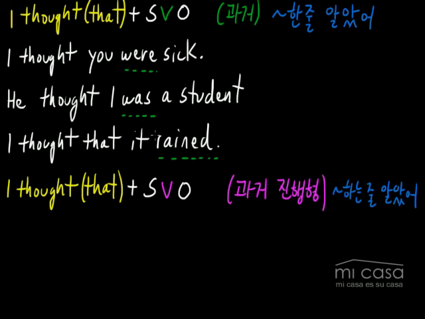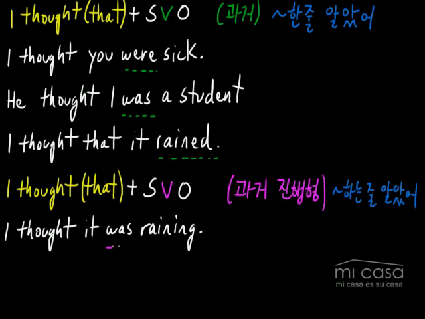So actually, let's look at our third example from the previous set. I thought that it rained means 비가 온 줄 알았어. So how would you say 비가 오는 줄 알았어? Well, in this case, you would say I thought it was raining. Okay, I thought it was raining. So here we are changing the tense. Instead of just I thought it rained, we are using this 과거 진행형 tense.